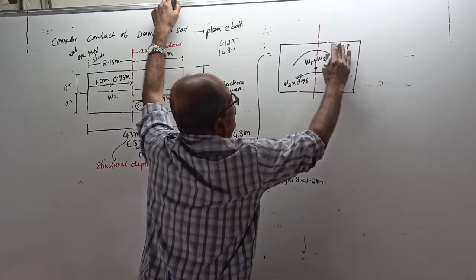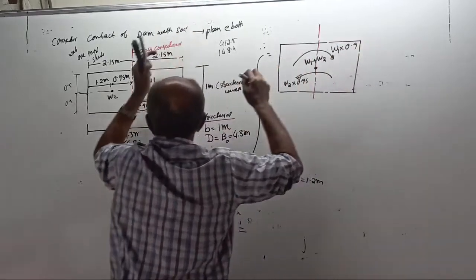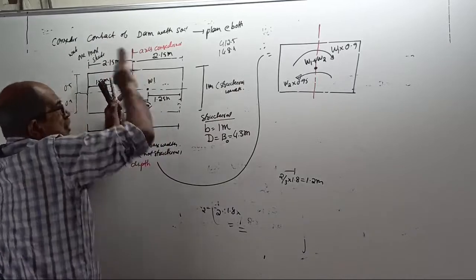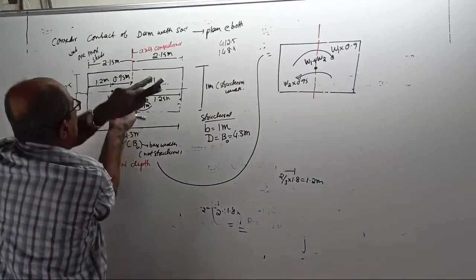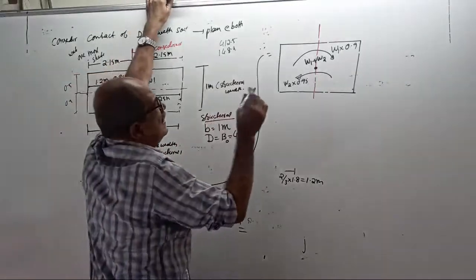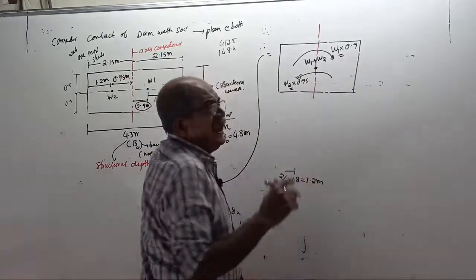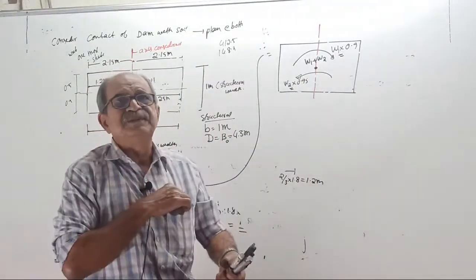W1 into this is W1 into 0.9. See here, about this point, W1 this way, W1 into 0.9 this way, W2 into 0.95 this way. Tell the answer. W1 into 0.9, how much? W2 into 0.9, how much? After another 5 minutes, the problem will come back to you once again.